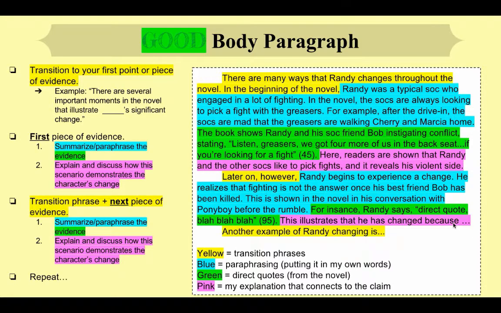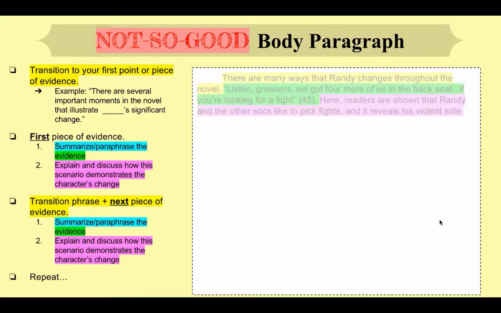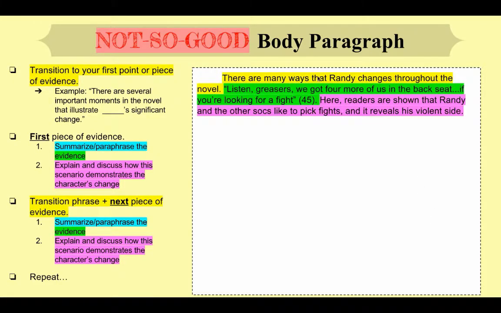So let's show you a bad example, a not so good body paragraph. This is a common problem that I see. There are many ways that Randy changes throughout the novel. Okay, good topic sentence. And then here's the quote. "Listen, Greasers, we got 4 more of us in the back seat if you're looking for a fight." Here, readers are shown that Randy and the other Socs like to pick fights, and it reveals his violent side.